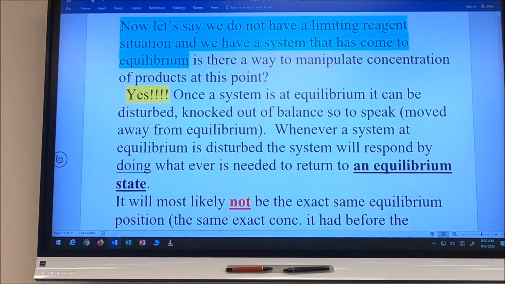So, let's say we don't have a limiting reagent situation. How do we control or manipulate the amount of product then? Well, we can manipulate a system that is at equilibrium. We can disturb it, knock it out of balance, so to speak, so it goes to reestablishing an equilibrium. And when we disturb the system and it comes back to a new equilibrium, we're going to change the amount of product that is produced.